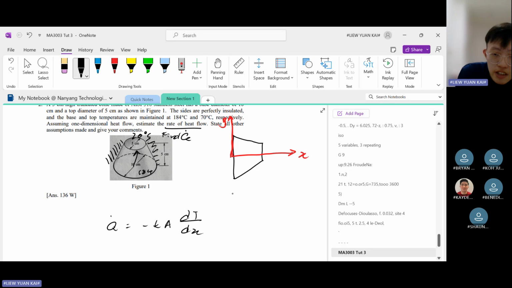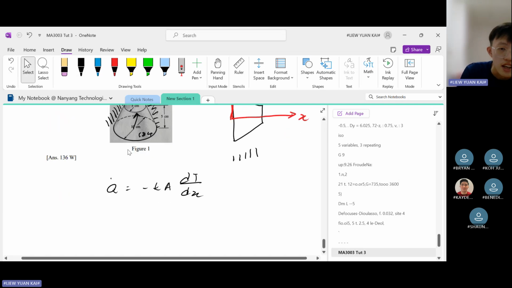Okay, you see, as I travel along X, do you notice that the cross-section area actually turns smaller and smaller? See, this cross-section area is smaller, this cross-section area is smaller, this cross-section area is smaller. So that means A is not a constant. A is a function of X. So whenever I change X, my cross-section area will change. So I cannot just write this as A. I need to write A of X. Okay, I hope you understand that.